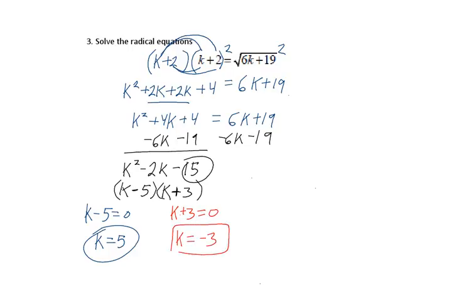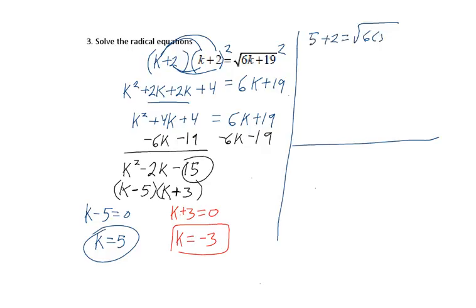Now we have to check our answers just to make sure. So let's start with 5. If you do 5, that means 5 plus 2 is equal to the square root of 6 times 5 plus 19. 5 and 2 is 7. 6 times 5 is 30, plus 19 is 49. And yes, the square root of 49 is 7. So 5 is good.